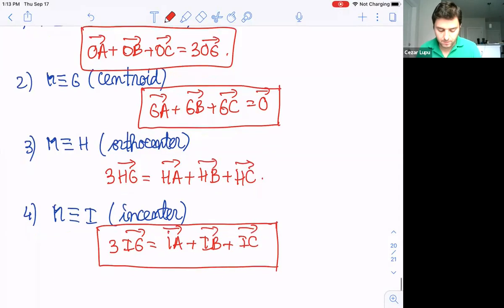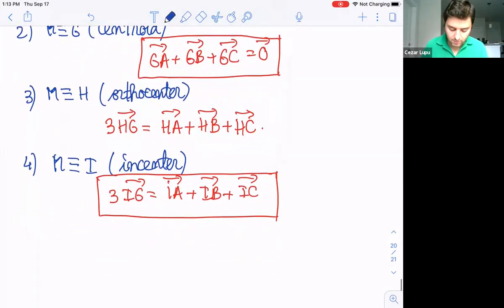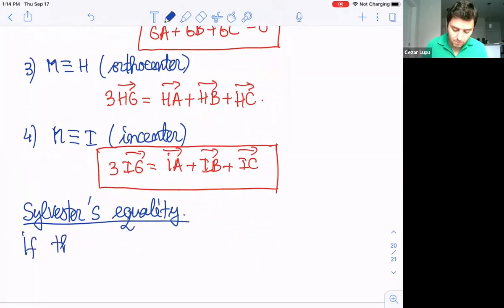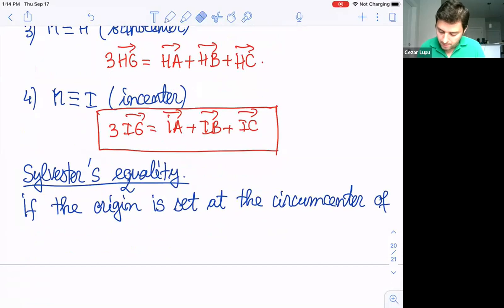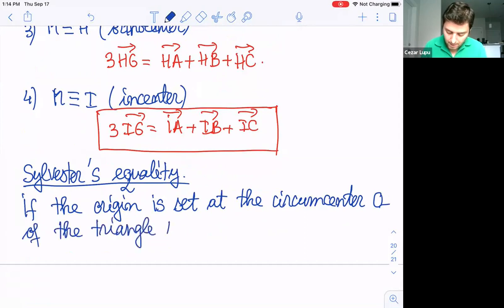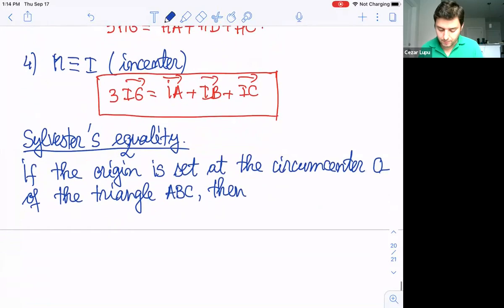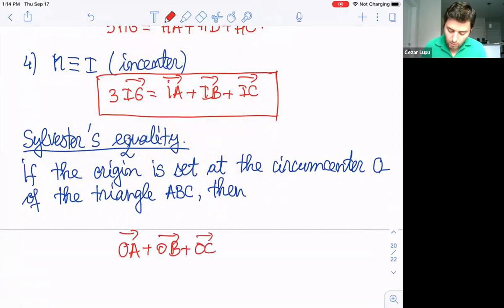Also, there is one thing that I would like to mention. Fifth one, maybe I shouldn't say Sylvester relation, which says the following: if the origin, and this is a very important assumption, is set at the circumcenter, let's say O, of the triangle ABC, then we have what we call the Sylvester relation, which says that OA vector plus OB vector plus OC vector will always be OH vector.